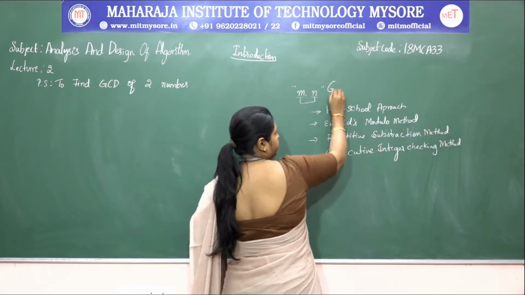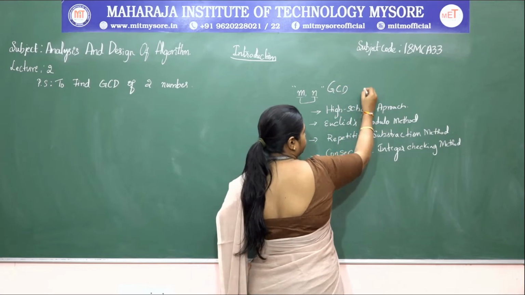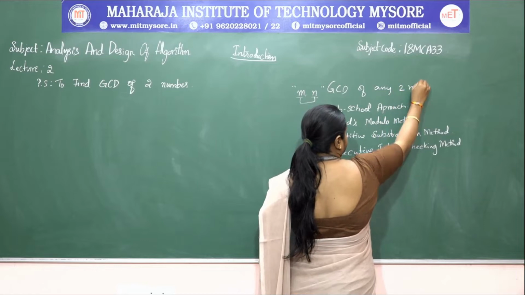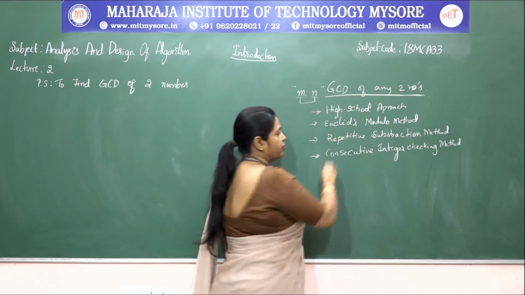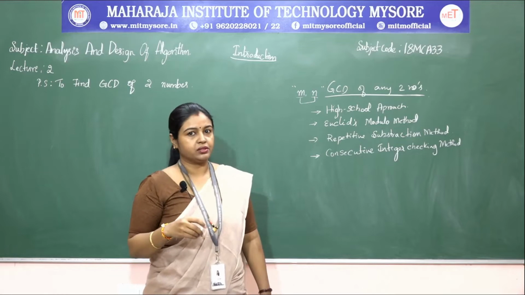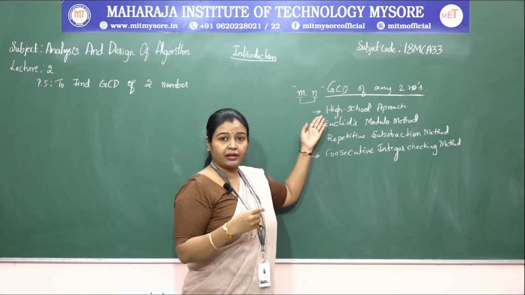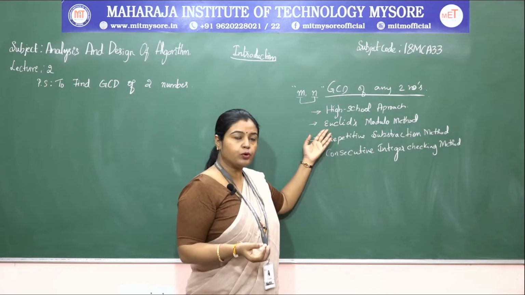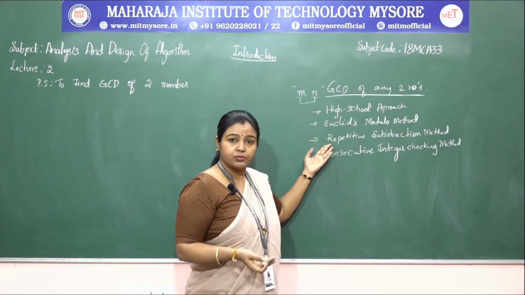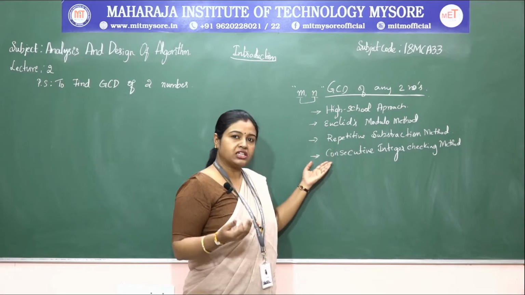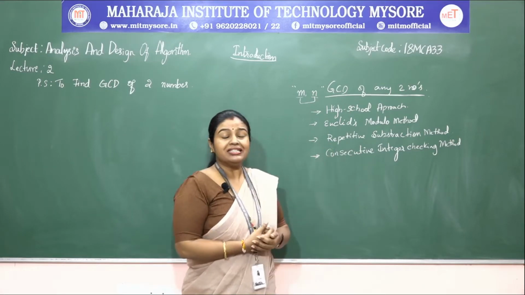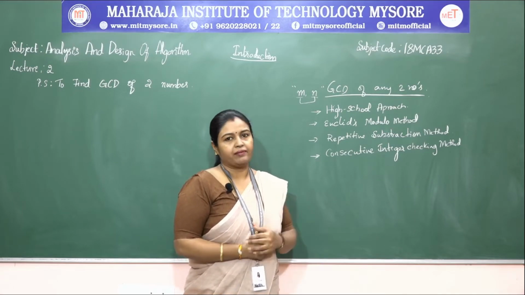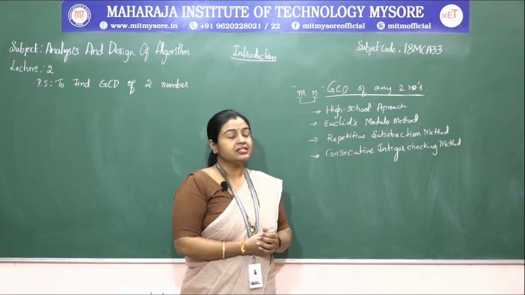See, in order to find the GCD of any two numbers, we have these different approaches. Either we can go with the high school approach, or the Euclid's modulo approach, or we can use the repetitive subtraction method and also the consecutive integer checking method. Let us learn what these methods are and how to find the GCD one by one. Okay. So let us take the example.